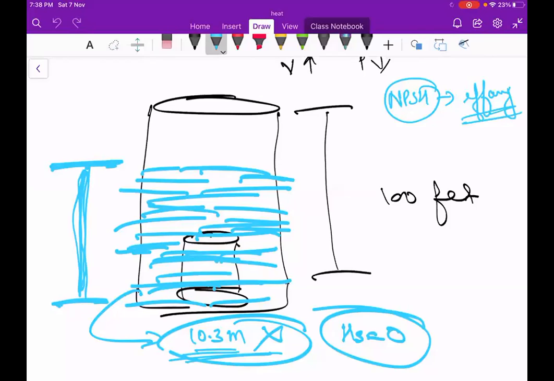Just write down these points. It is not directly written in the books. So please write down all these points. I'm giving you 2 minutes. Write down all the points. Pump is fixed.